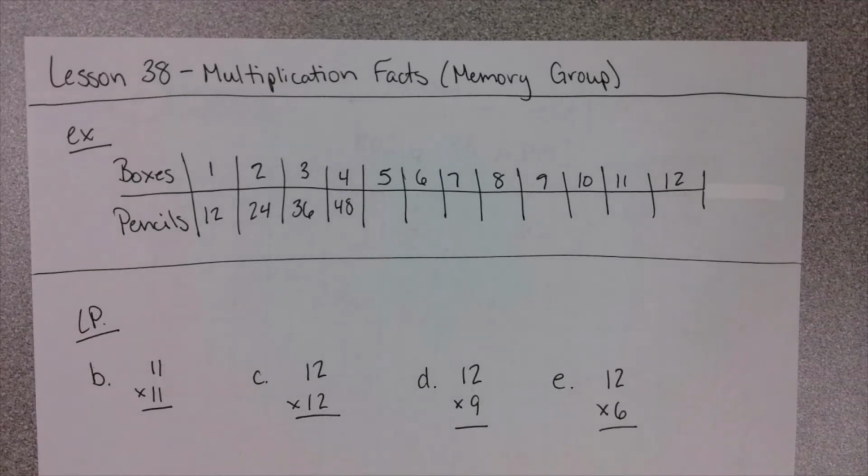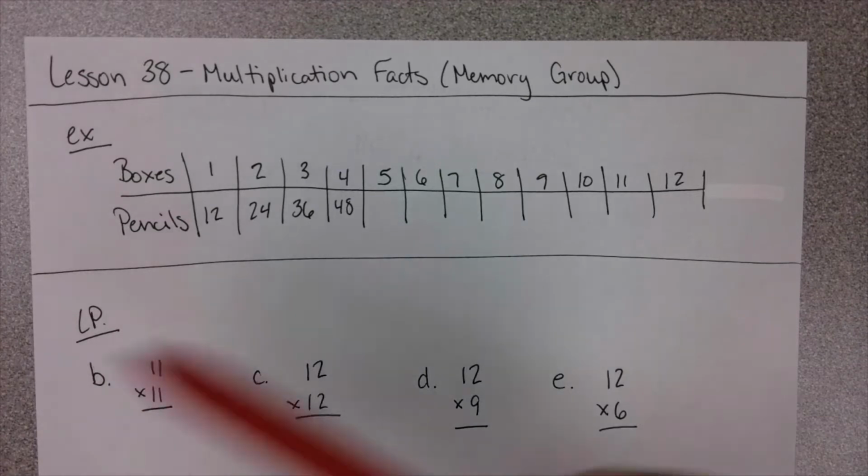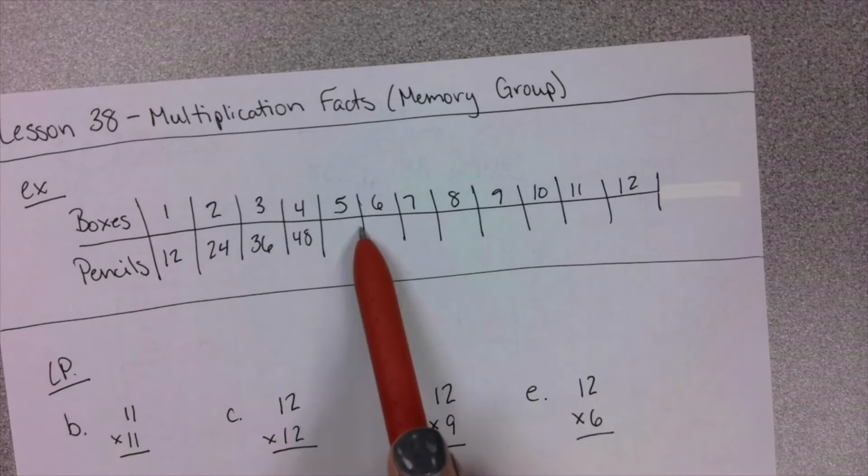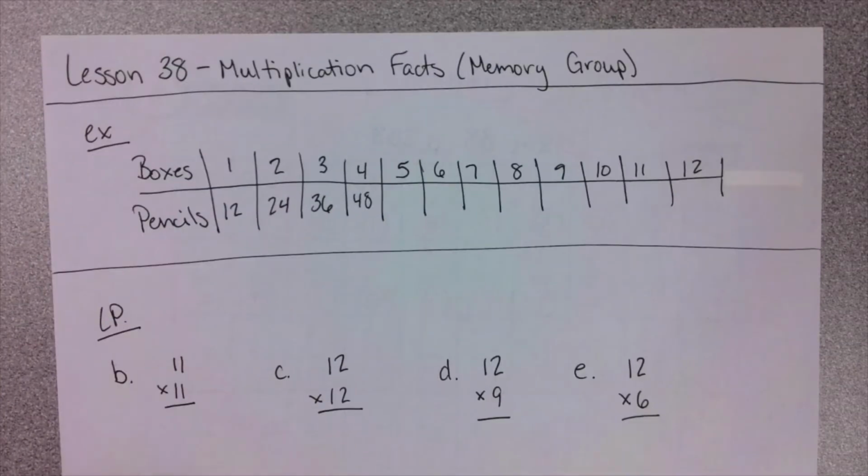So if there's 1 box, you've got 12 pencils. If there's 2 boxes, you've got 24. 3, you've got 36. 4, you've got 48, and so on. Well, notice what we're really doing is we're just practicing our facts that we haven't memorized yet. We've talked about multiplying by 1s, by 2s, by 5s, by 10s, 11s, and 9s, but there's only a couple facts that we haven't practiced yet.